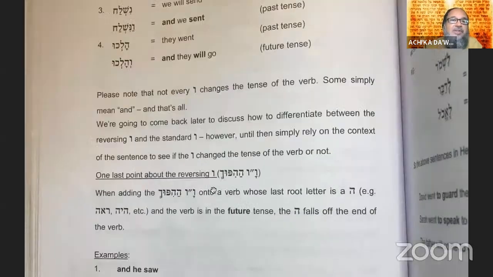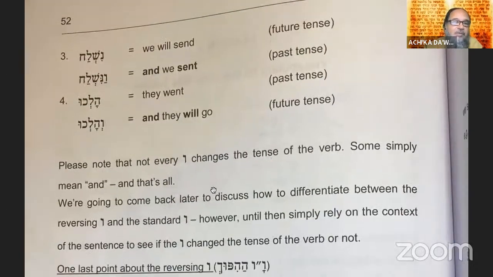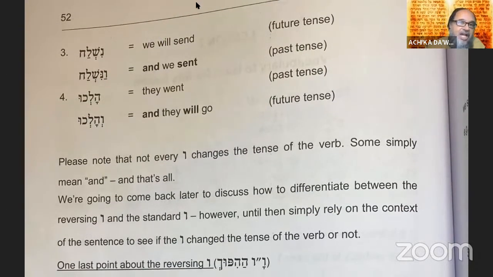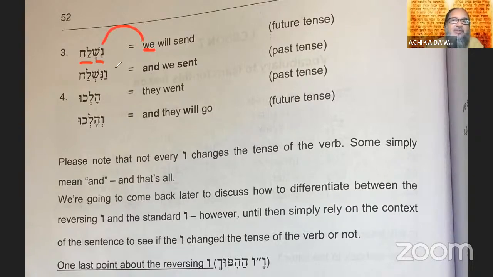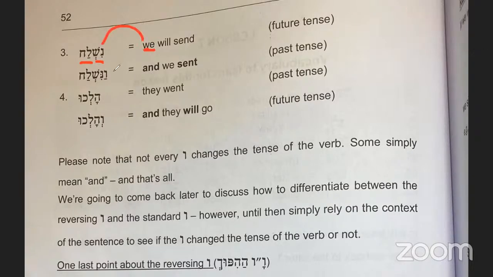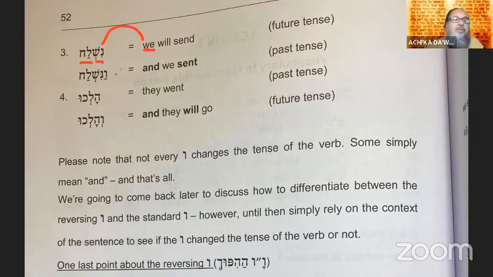Page number 52. Here are some more examples. Number 3. What part of this word nishlach, what part of this word right here is "we"? What letter? Is it the noon? Yes, it is, because it's on the front. And if it's on the front, it's past, present, or future? It's future. Thank you. Now, when I put the wa in front, it goes "and we sent." That means past tense. So it was "we will."